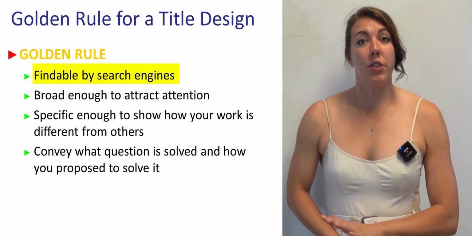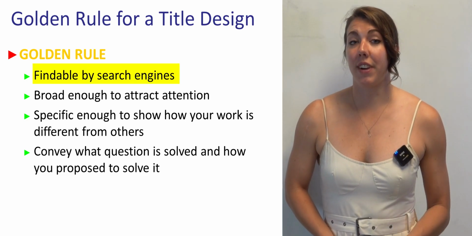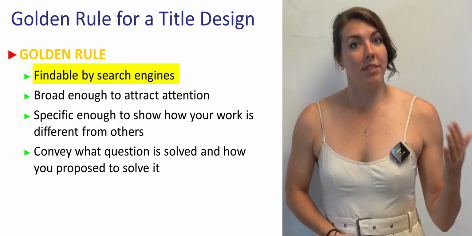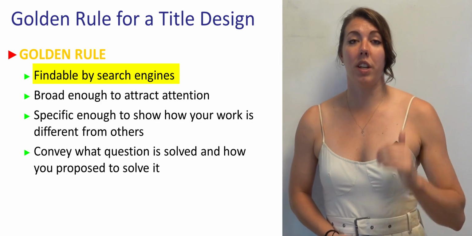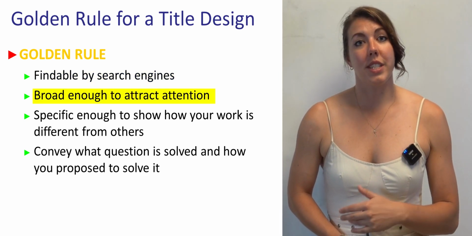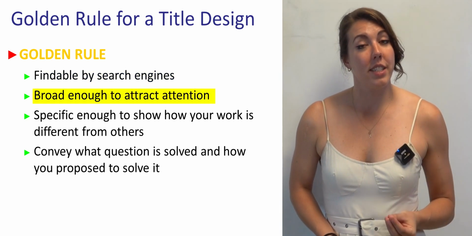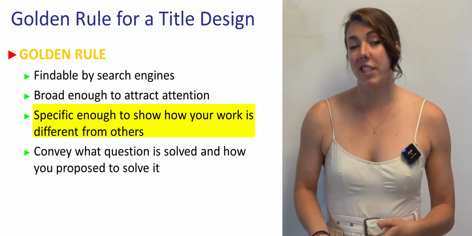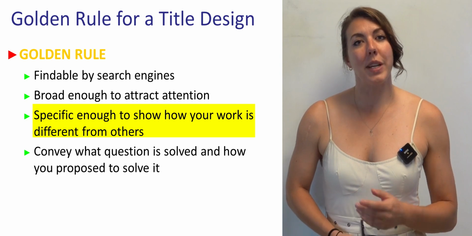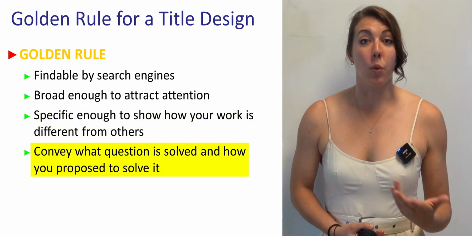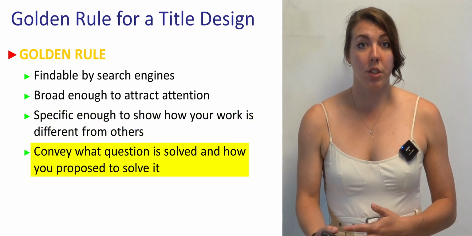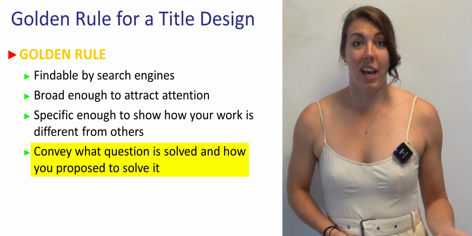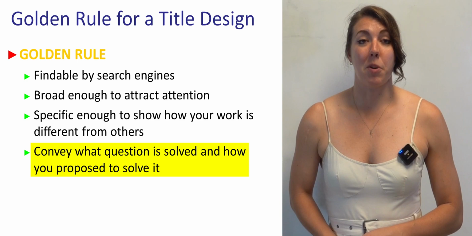First things first, you need to choose a title that will be easily findable by search engines. So when someone searches for a similar topic, they need to see your paper title as one of the top choices. So the title should be broad enough to attract attention, but also specific enough to show how your work is different from others. So ideally, the title should convey what question is solved and how you propose to solve it, and still have it be interesting to others. This is where people will decide whether or not to read further on your paper.